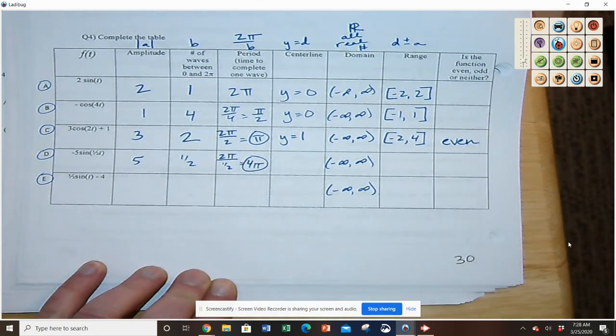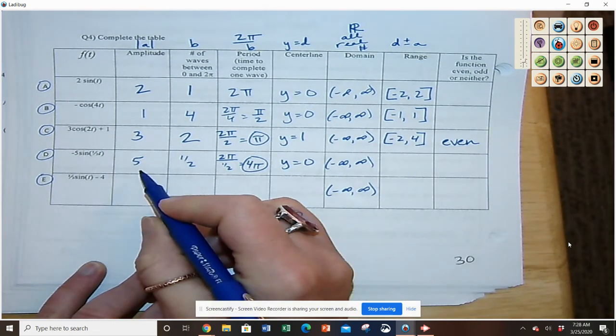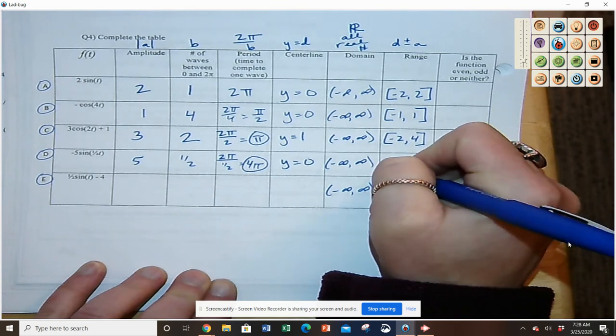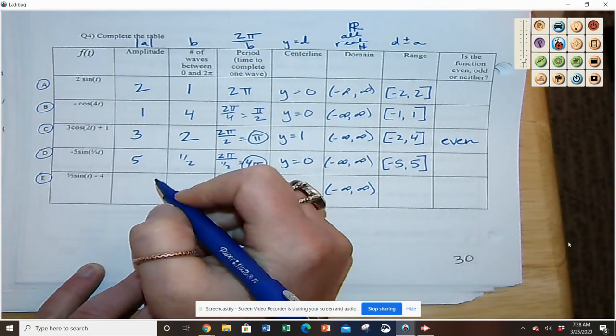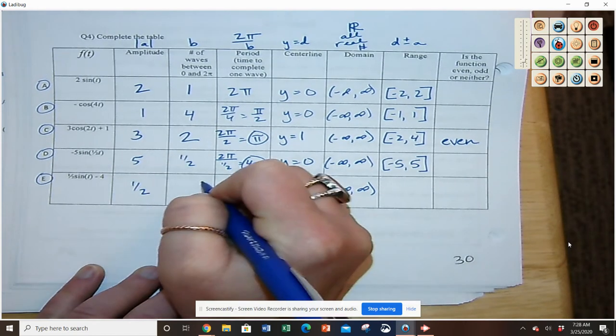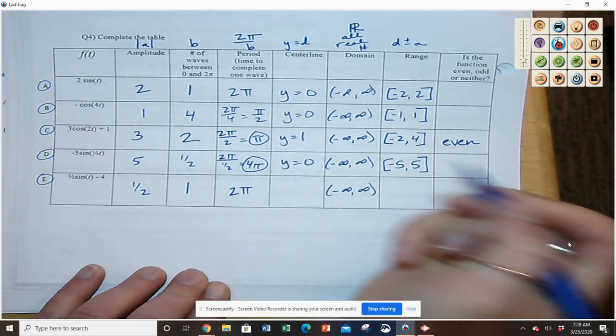All right, center line is y equals 0 still. And then your range, you're just going to be going up 5 from 0 and down. So -5 to +5. And again, I'm skipping that for the moment. And then amplitude, hopefully these are getting easier for you. You're going to be doing 2 pi divided by 1, so that's just 2 pi.